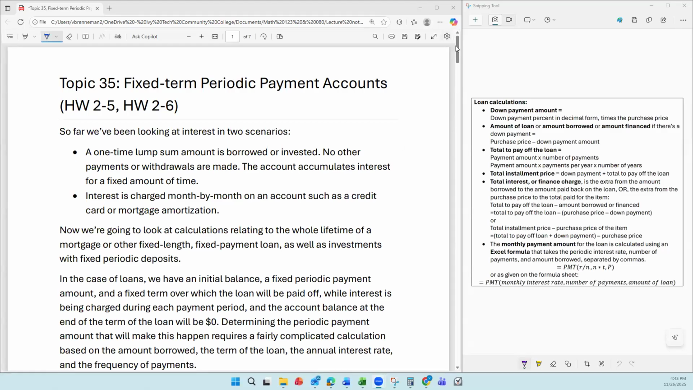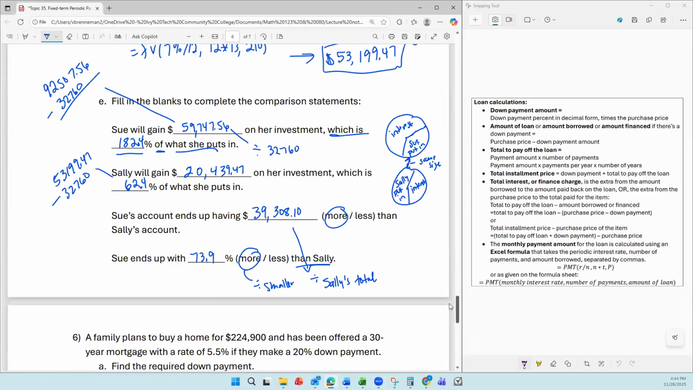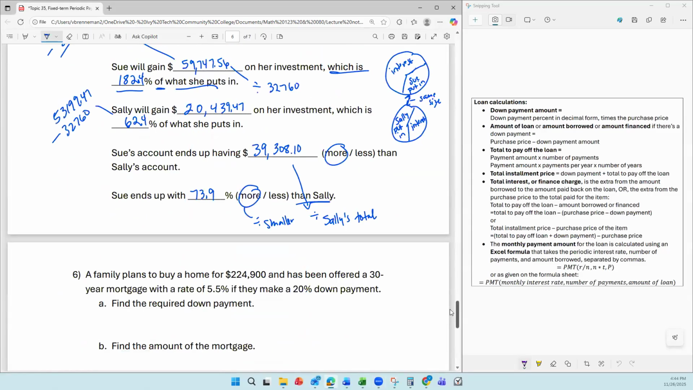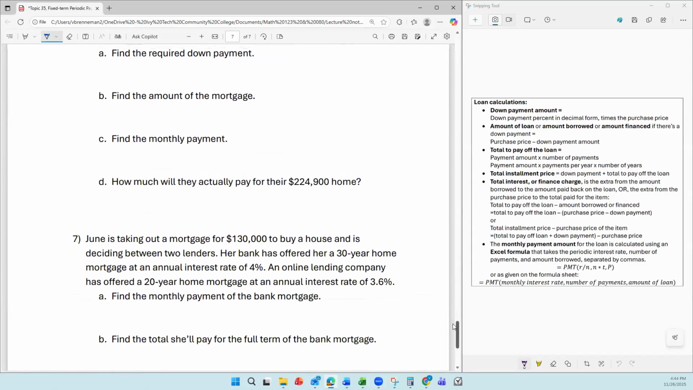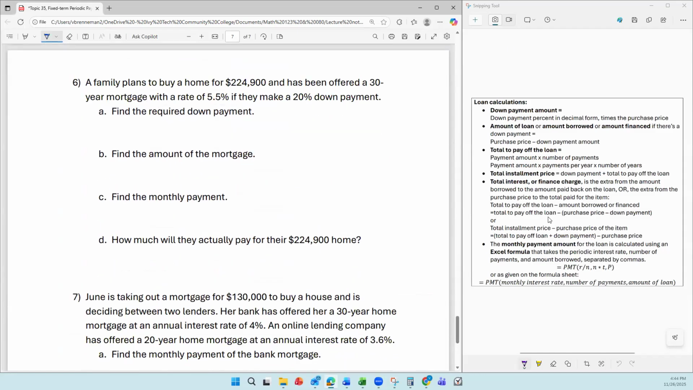This video is over topic 35, number 6 and 7, looking at whole mortgage calculations. So we had done the mortgage amortization, looking at a mortgage month by month. Now we're looking at overall what's happening with a mortgage. So again, using these loan calculations.